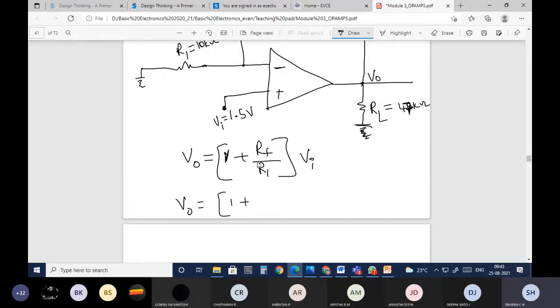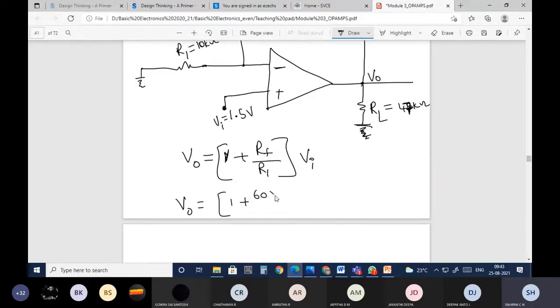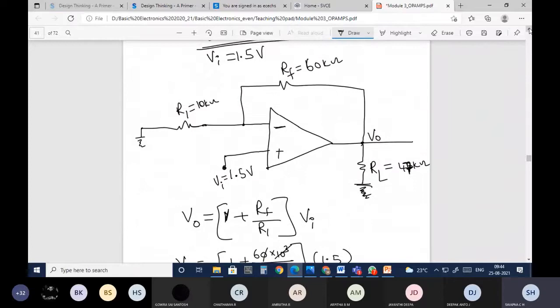Just substitute everything in this equation. So 1 plus RF value he has given as 60K, 60K in the sense 10 power 3, divided by R1 he has given as 10K. So 10 cube. Vi is given as 1.5. So 10 cube will get cancelled. I'll be left with 1 plus 6. So V naught is equal to 1 plus 6 is 7, 7 into 1.5, that is 10.5. 10.5 volts is the output voltage. So I've got V naught.